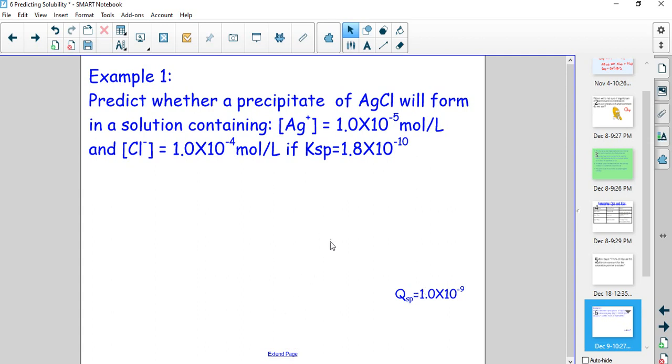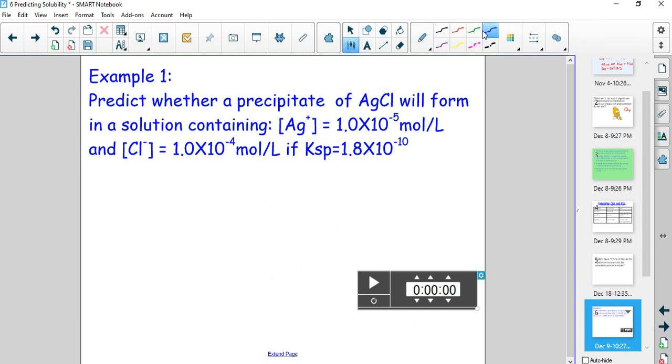Now I'm going to switch because sometimes my pen lags if I do it here. So here's the situation. I will go over the question first. Okay, let's use green. It says, predict whether a precipitate of silver chloride will form in a solution containing silver ions at that concentration, and chloride ions at that concentration. And look, it gives you KSP. I think you know enough to solve this yourself. If you want that challenge, you can pause the video and go ahead and do that. Otherwise, we're going to continue now to solve this.